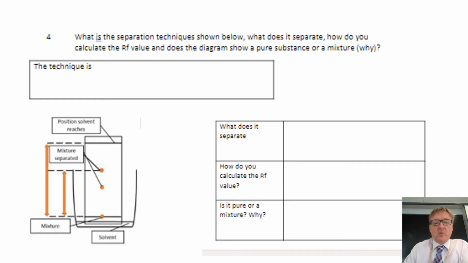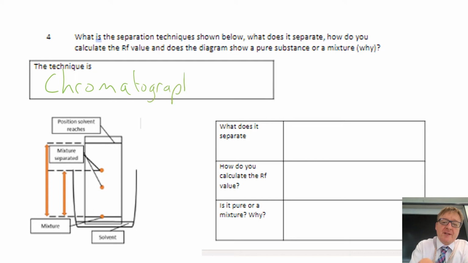Okay, so question number 4, what is the separation technique shown below? Right, and then I'll go through each individual section. So the separation technique is chromatography. Okay, chromatography. What does it separate?